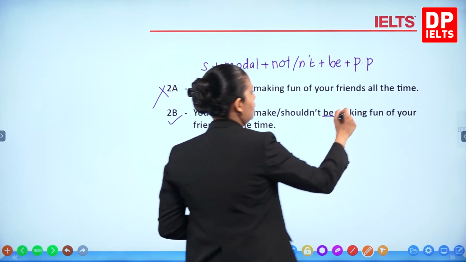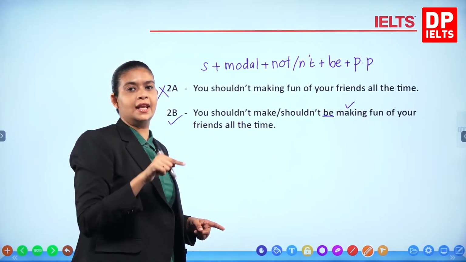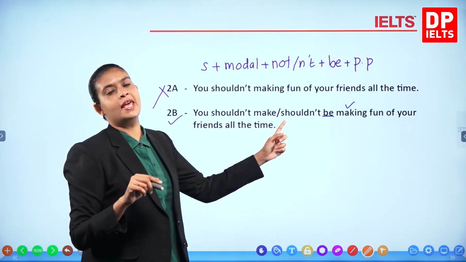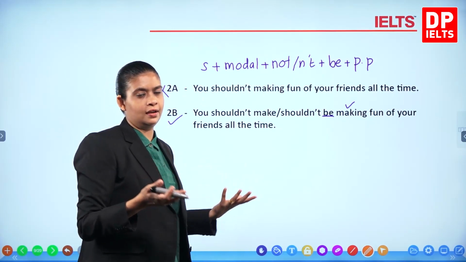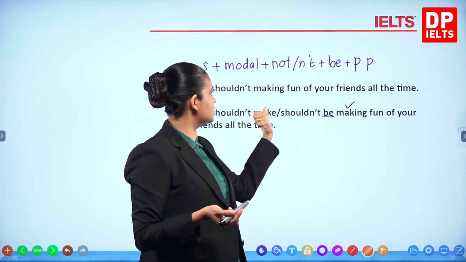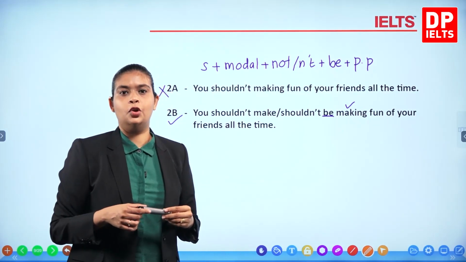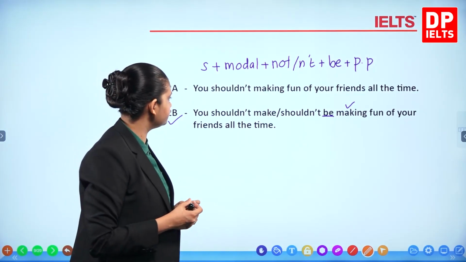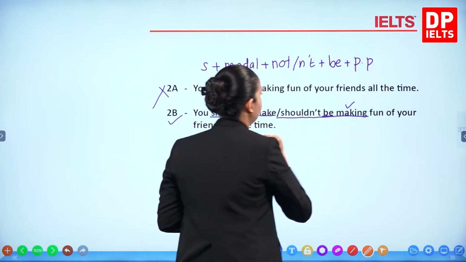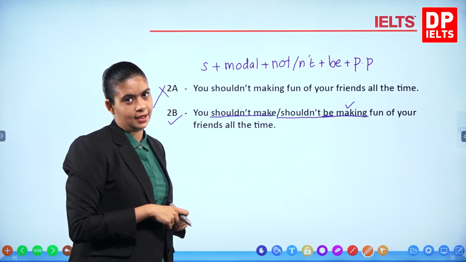So now this is with the present participle. But if you want it in the negative form, then you can just use you shouldn't make fun. You don't necessarily need the ing form. In the present participle, you can have you shouldn't make. Then, of course, it doesn't follow the normal structure. Clear? So, you shouldn't make or you shouldn't be making fun of your friends all the time.